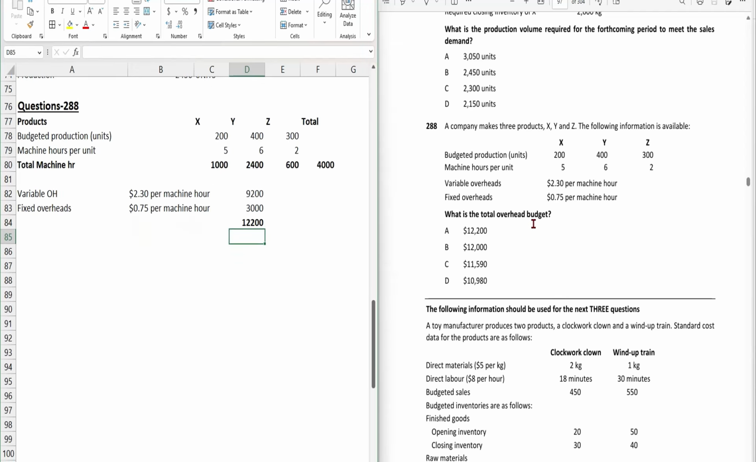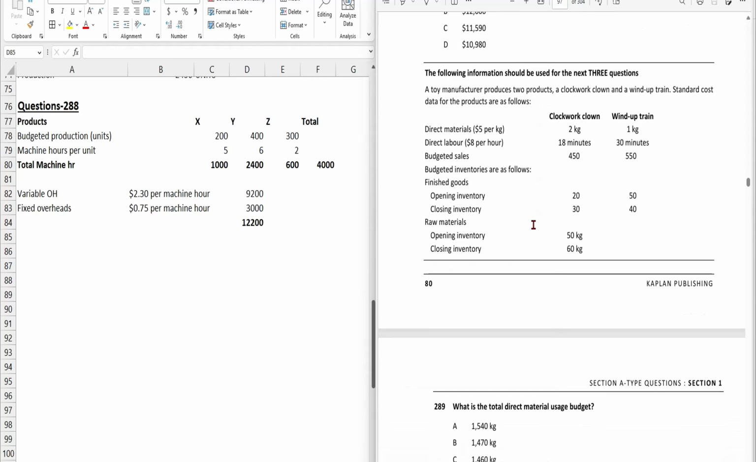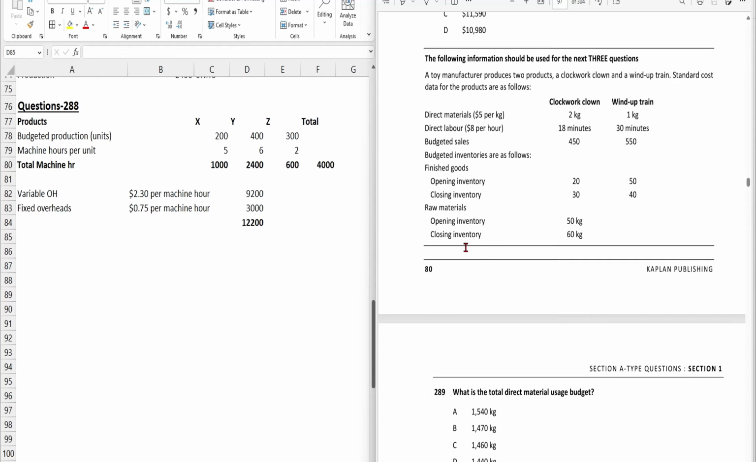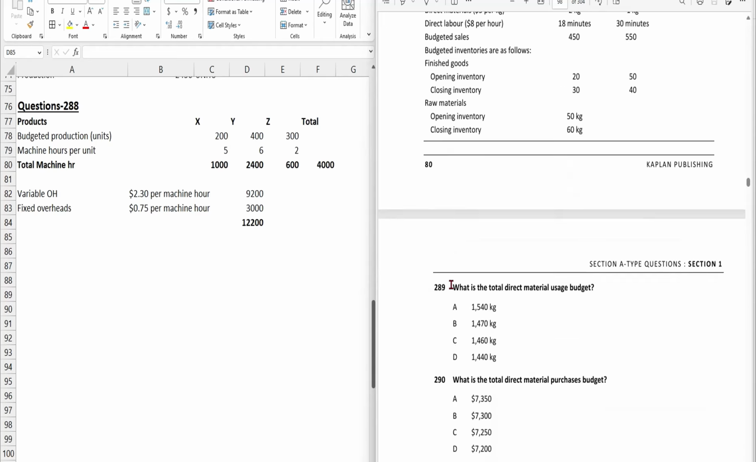Now let's solve question number 289. The following information should be used for the next three questions. A toy manufacturer produces two products, a clockwork clown and a wind-up train. Standard cost data for the products are as follows. They have provided direct material, direct labor, budgeted sales, closing inventory in terms of units, and raw material. Now the first question is asking what is the total direct material usage budget.